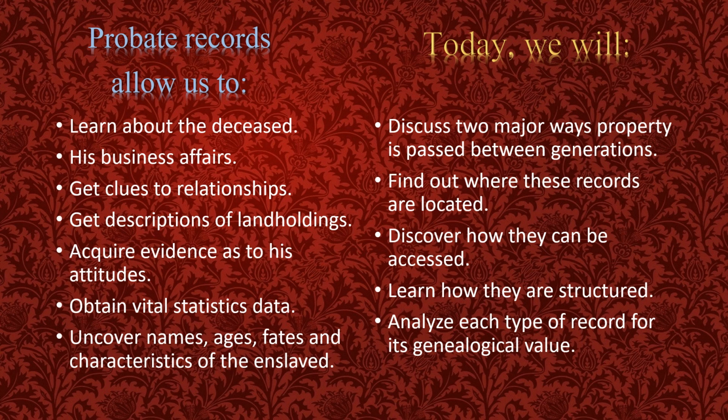In this lecture, I will talk about two major ways property tends to be sorted at the death of an owner, where these records can be accessed, and how they're typically structured, and also how they reflect the legal process of probate. And then I'll analyze each type of record for the details that it can contain and how those might benefit your family history.